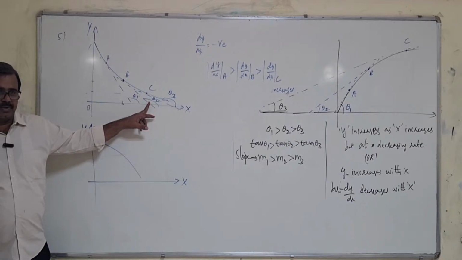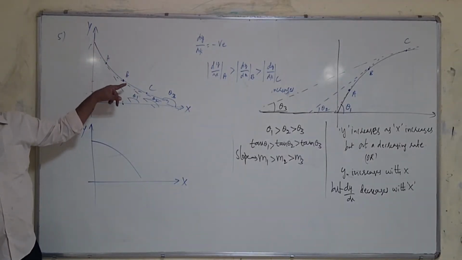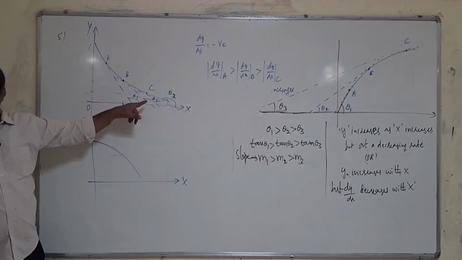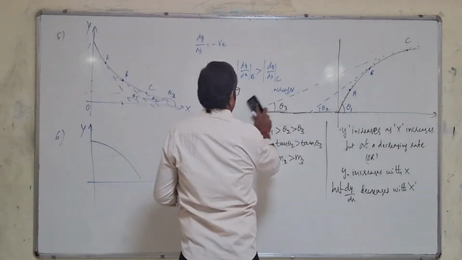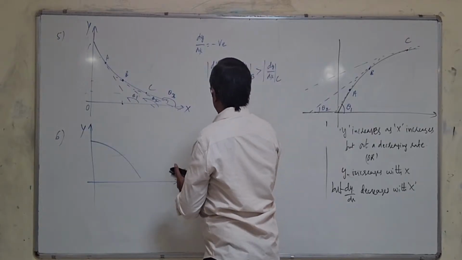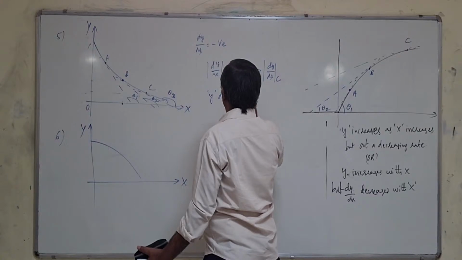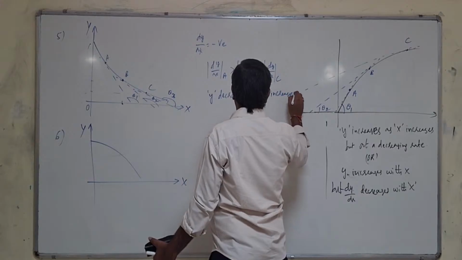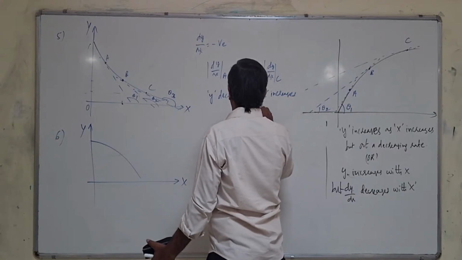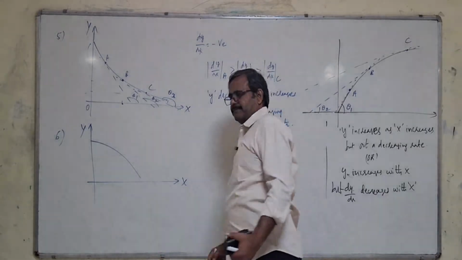So the rate of decrease is greater where? At A. The rate of decrease is next greater at B, least at C. You understand this? So here, Y decreases as X increases at a decreasing rate. That's the story.